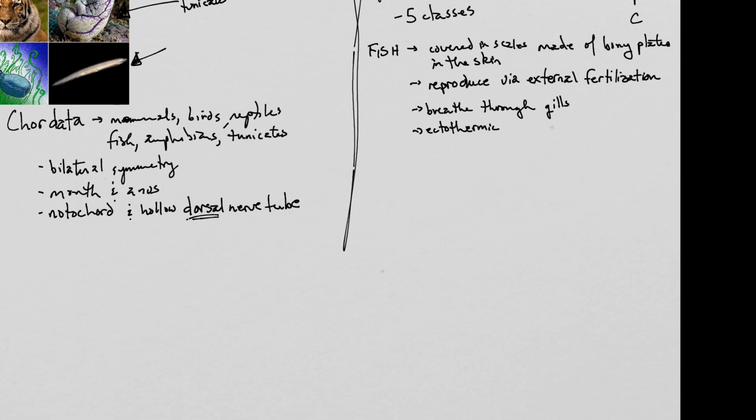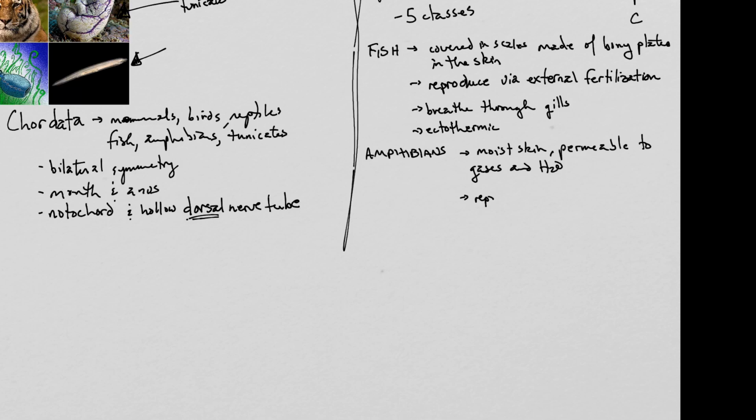Okay, underneath fish we have amphibians. Amphibians have moist skin. It's permeable to gases and water. Remember, permeable means that it can pass through. So that's actually how they absorb some of their oxygen. In fact, some amphibians absorb oxygen better through their skin than they do through breathing.